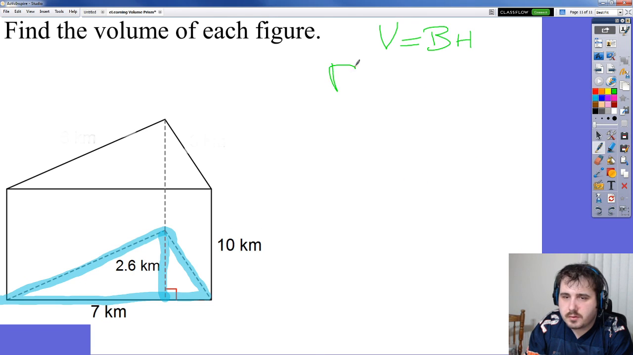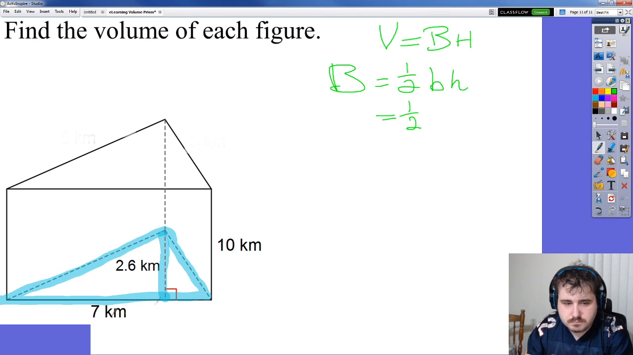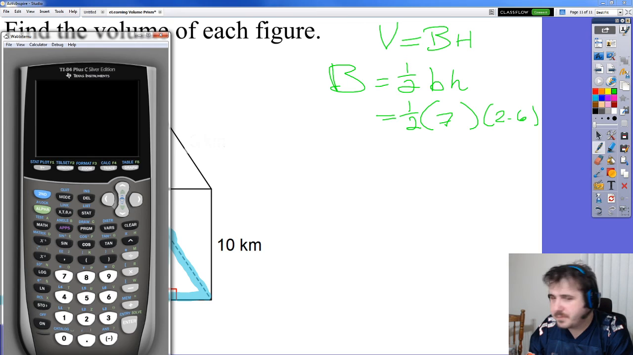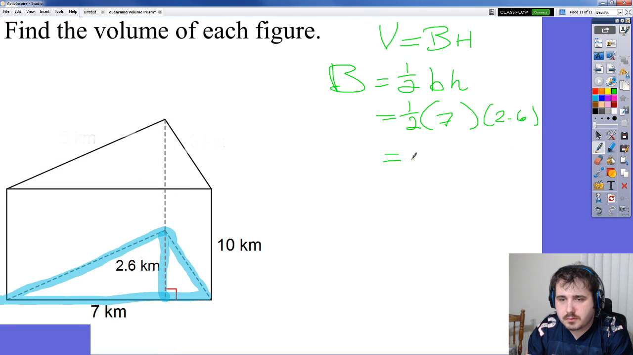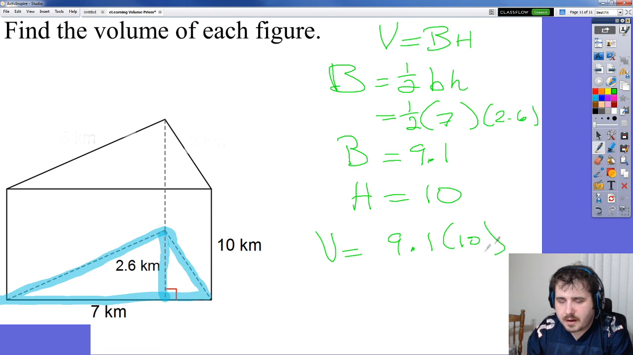So when I do this, the area of the base is 1/2 bh, little b, little h again, right? I'm just doing 1/2 times 7 times 2.6, and I'm not going to do that in my head. You can go through and get your answer, 9.1. There's the area of your base, and then your height is this 10. And again, just go ahead and multiply 9.1 times 10.